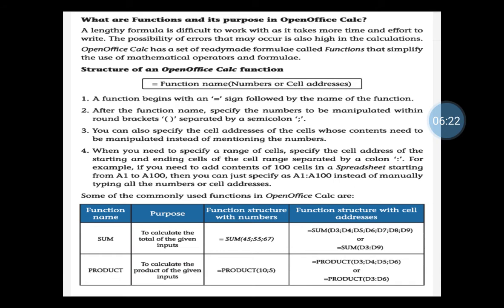A lengthy formula is difficult to work with, as it takes more time and effort to write. So if sometimes we have to use a lengthy formula to do the calculation, it will take more time and you have to give some effort. So the possibility of error that may occur is also high in the calculation. Error means a wrong calculation, right? That possibility is high when doing it manually.